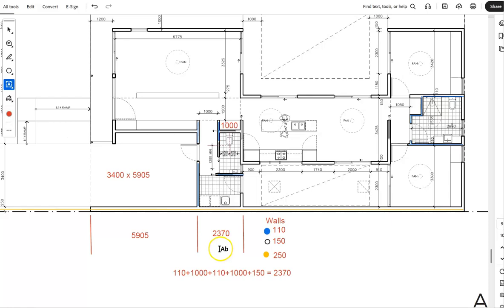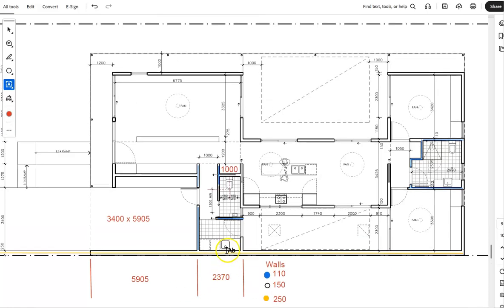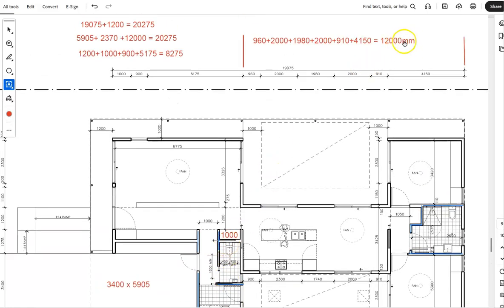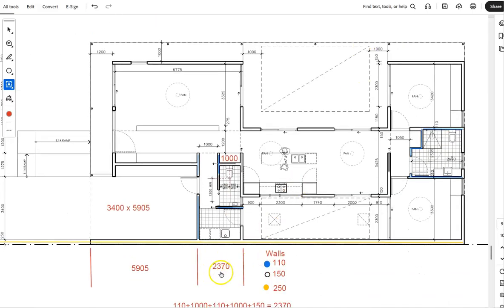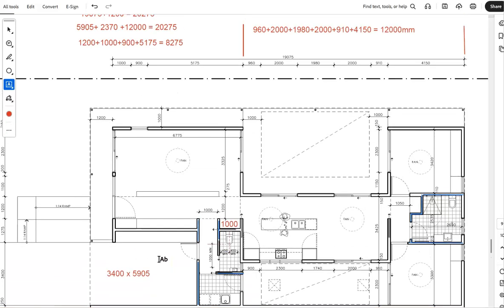Okay, so now I've got this total here, I've also got that total there, and I've also got the absolute total here. So now we've got those three things. What I could do is start off with this number, subtract 12,000, subtract 2,370, and that leaves me with the number, and that number is over here. So I've worked out what that is through using my other dimensions.